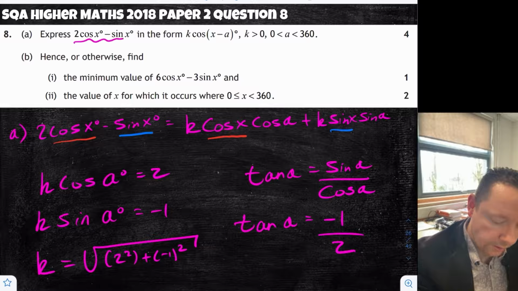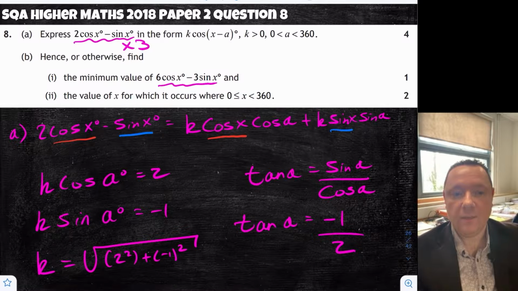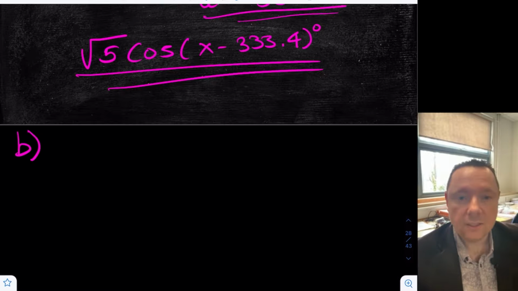Well, if you look at this one here, that times 3 gives you this one here. So if I just times my answer from part A by 3, I can find the maximum and minimum values. Since it is 3 lots of it, I can say 6 cos x minus 3 sin x is equal to simply 3 times the answer we just got, which is 3 root 5 cos(x minus 333.4 degrees), because it's a multiple.